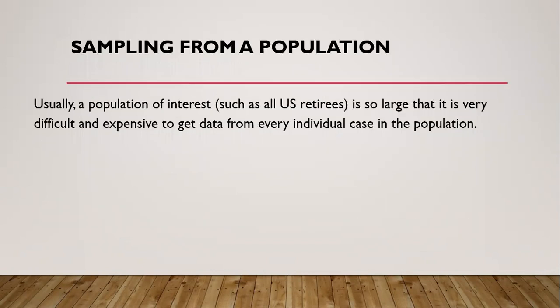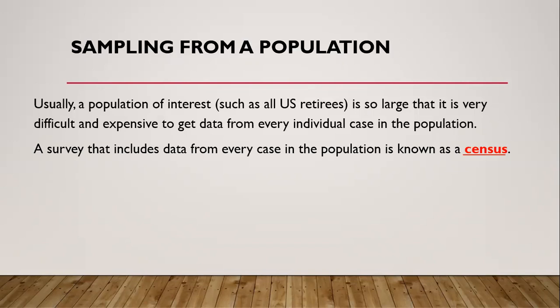Today in this video, we're going to be talking about sampling. Now, usually, a population of interest, such as all U.S. retirees, is typically so large that it is difficult and expensive to obtain data from every individual case in the population. In statistical terms, a survey that includes data from every single case in a population is known as a census.